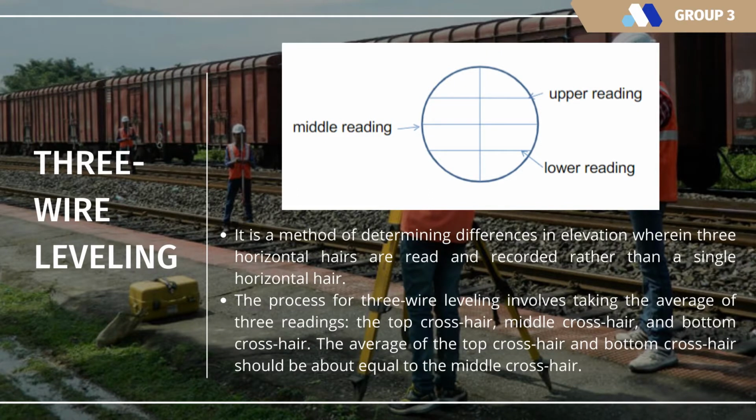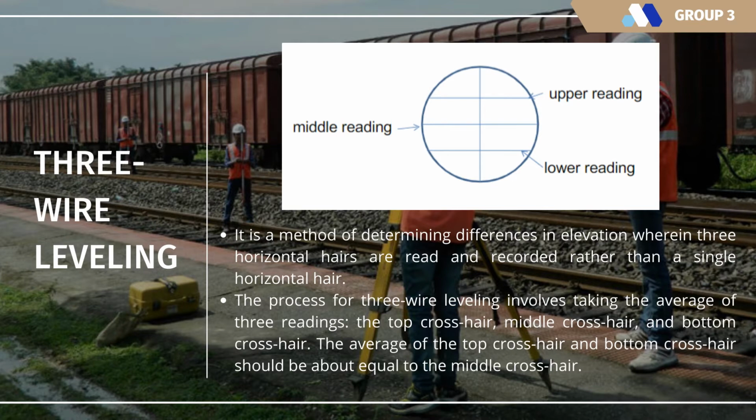Three-wire leveling is a method of determining differences in elevation wherein three horizontal hairs are read and recorded rather than a single horizontal hair. This allows the surveyor to immediately verify whether the readings are correct. Therefore, three-wire leveling is a more precise method of differential leveling.